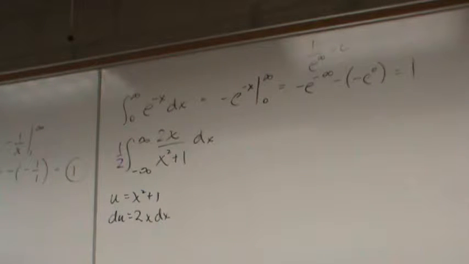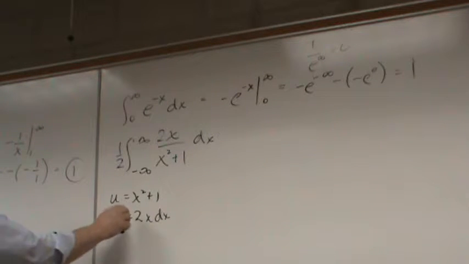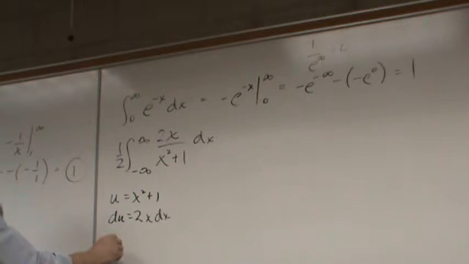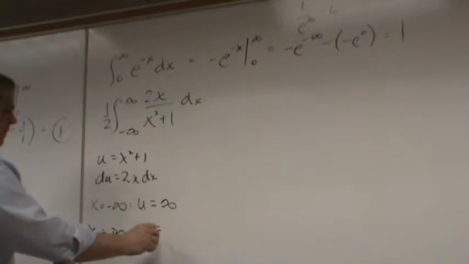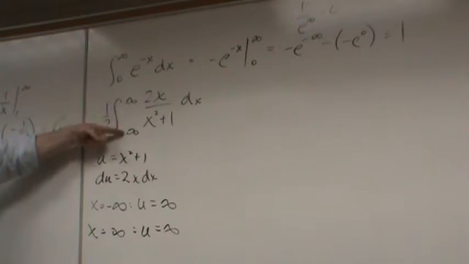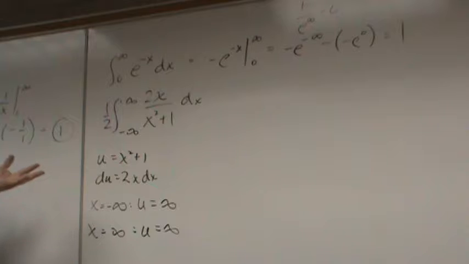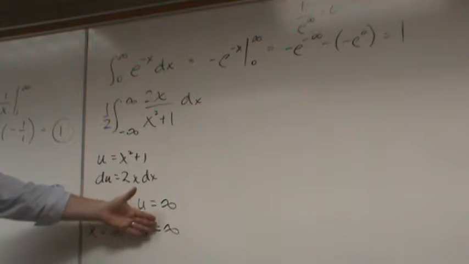Also, at this point, I could do a change of bounds, right? If I did change of bounds, then when x equals negative infinity, what would u equal? Yeah, infinity squared plus 1, or positive infinity. And if x equals infinity, what would u equal? Infinity. So I've got an integral from infinity to infinity. Well, I don't care how big the number is. If I'm taking an integral from one number to the same number, what's the answer going to be? 0, right? I just want you to see that if I do change of bounds, I see immediately that the answer is 0.